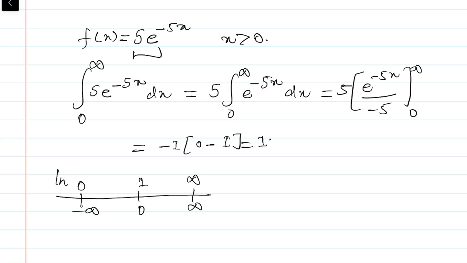Here we have log, and here we have exponential. So whenever you see log 0, the answer is minus infinity, and log 1, the answer is 0. Log infinity, the answer is infinity. Similarly, when you see e to the power minus infinity, the answer is 0. E to the power 0, the answer is 1. E to the power infinity, the answer is infinity.